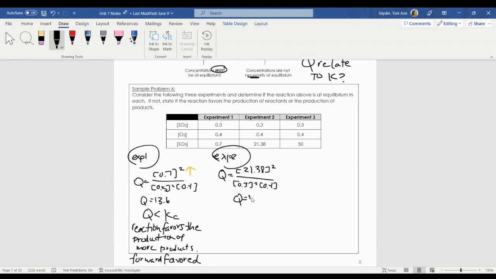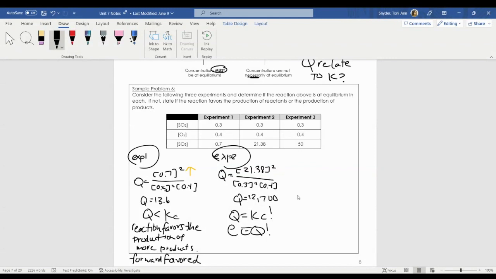And when you solve for this, guess what? You actually get a value of 12,700, which, guess what? This particular value is equal to our value for Kc. That means that these particular reaction conditions, when I have a concentration of sulfur trioxide at 21.38 and my reactant conditions are 0.3 and 0.4, that gives me a value of Q to be 12,700. This particular reaction is at equilibrium, okay? And that's because Q and K are equal to one another. So we'll say at equilibrium.